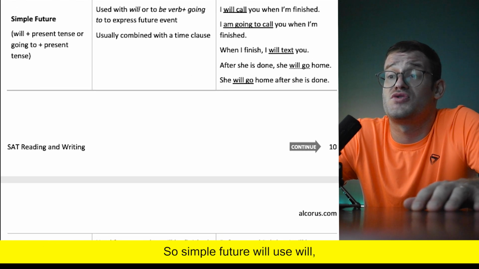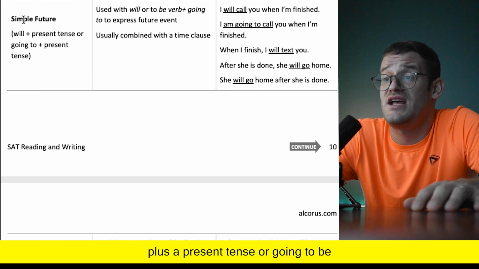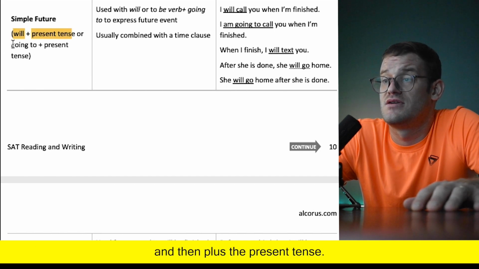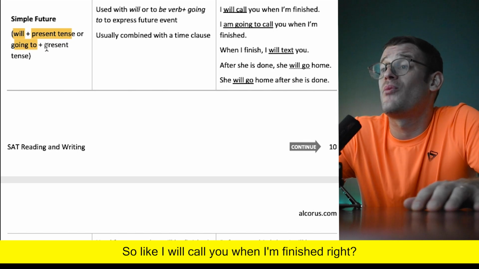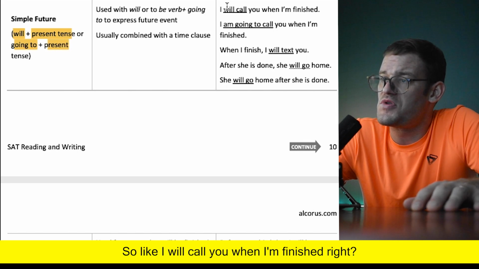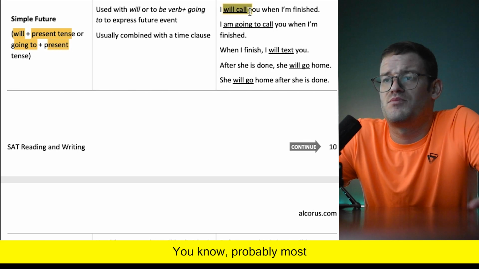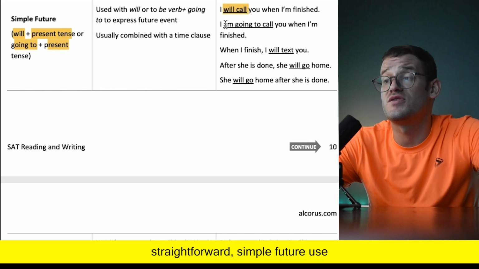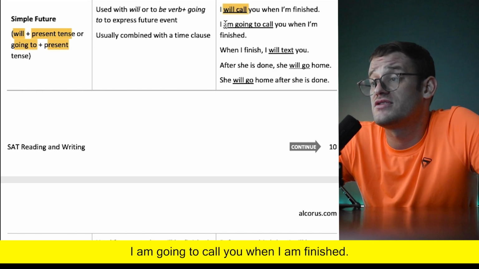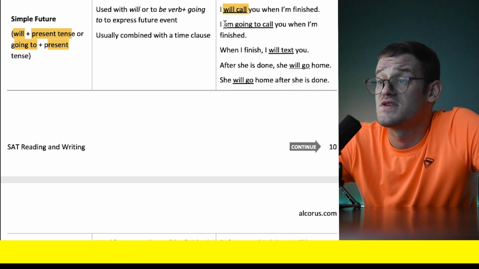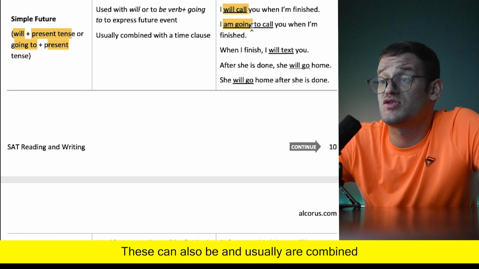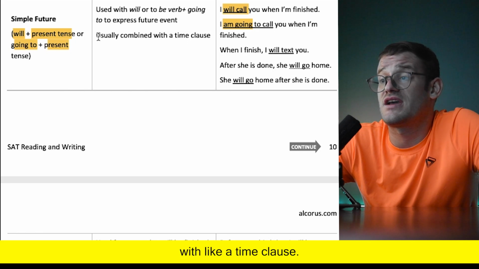So simple future, we'll use will plus a present tense or going to be and then plus the present tense. So like I will call you when I'm finished, right? Probably the most straightforward simple future use. You could also use I am going to call you when I am finished. These could also be and usually are combined with a time clause.